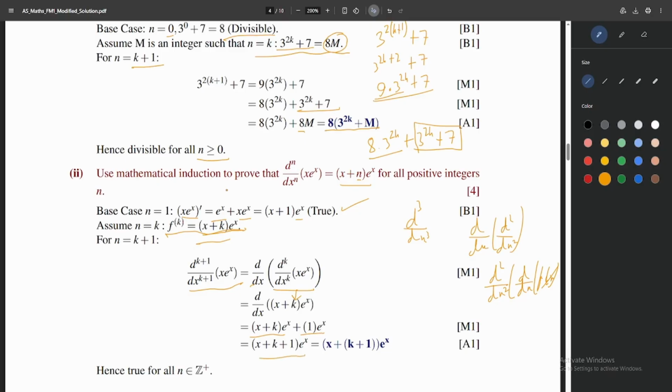We take e to the power of x common, and then we can see x plus k plus 1. And since we are proving it for k plus 1, we put them together, and it's simply just like the formula, x plus k plus 1, e to the power of x. So the formula works. Hence it's true for all positive integers.